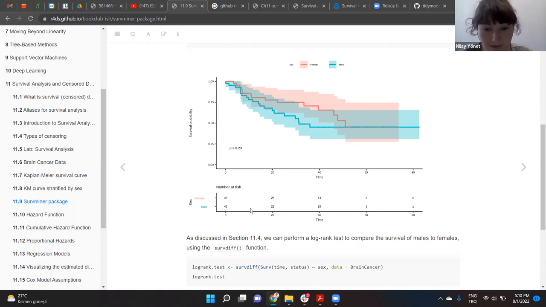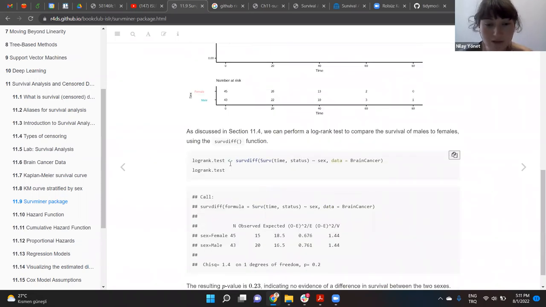But when time passes, of course, some of them die and we have fewer patients. So on the 20th month, let's say, there are 26 females at risk and 22 males at risk. So they are decreasing again. This is still the Kaplan-Meier survival curve. And again, we cannot be sure that females would live longer or something like that. So we would have a log rank. So log rank comes here.